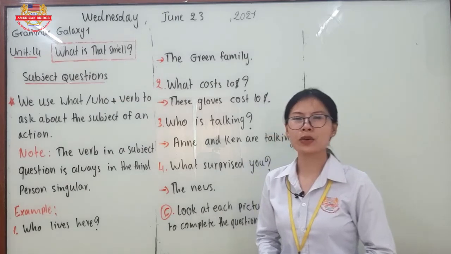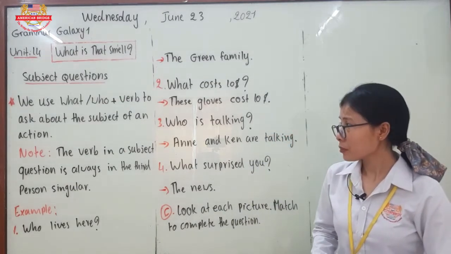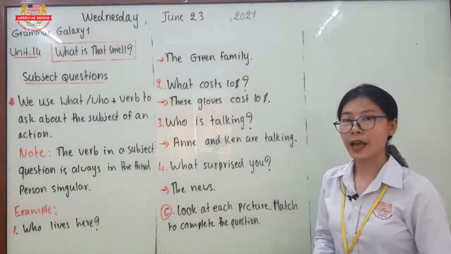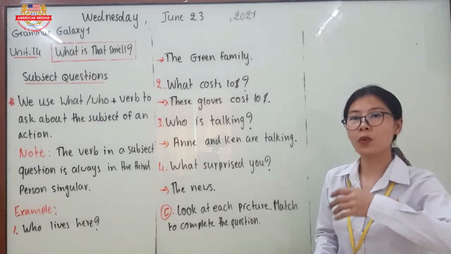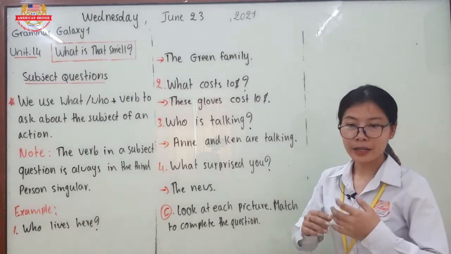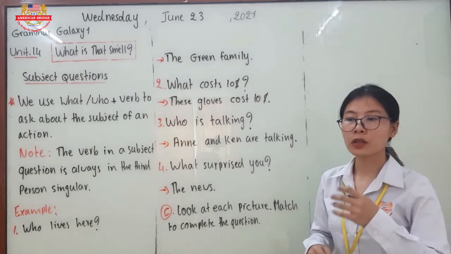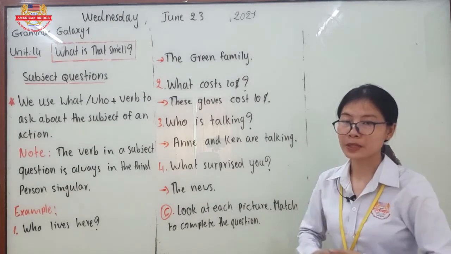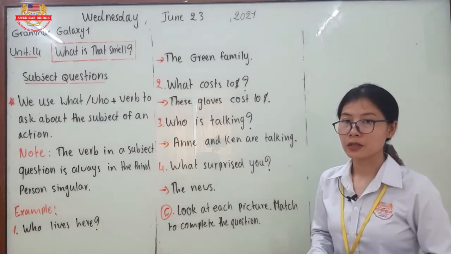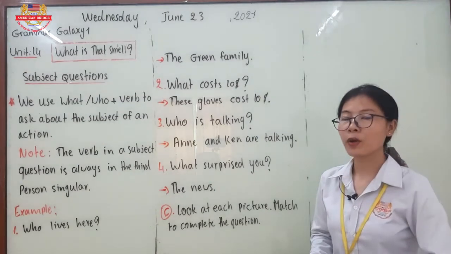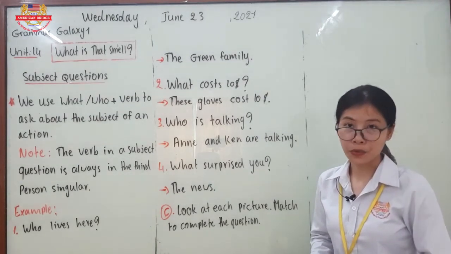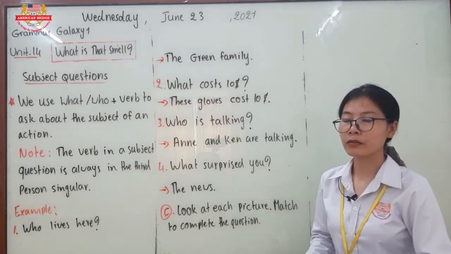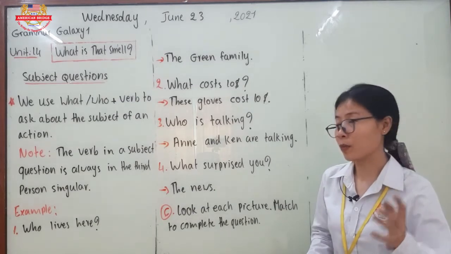So how do we use W questions as the subject? Here we use what or who plus a verb to ask about the subject of an action. It means you have to ask about the subject of an action because you don't know who or what does that action. So who does that action, and what action does he or she do? If you want to know about who, you can ask who, and if you want to know what action he or she does, you can ask what.